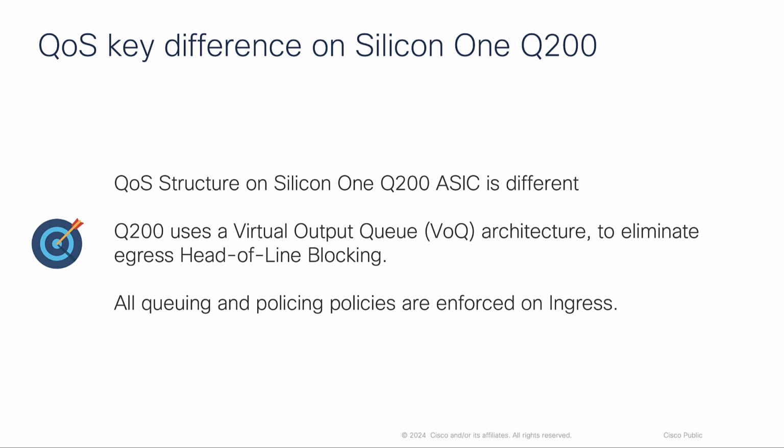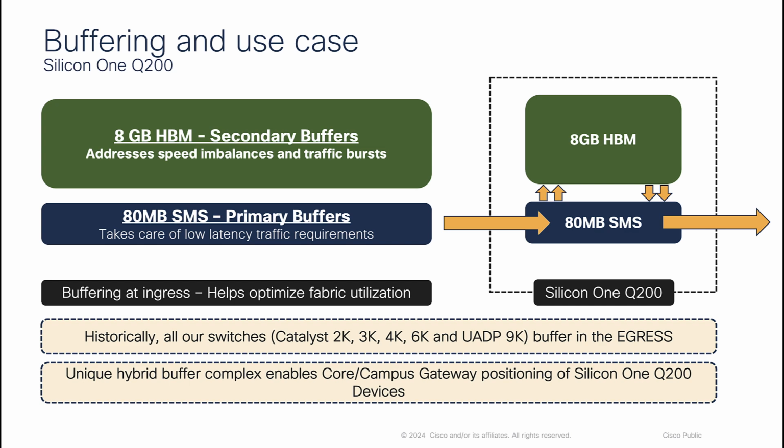In terms of QoS, the Q200 uses a virtual output queue architecture, which helps eliminate egress head of line blocking by enforcing all queuing and policing policy on ingress. This is a significant shift from traditional architecture and provides a more efficient way to handle traffic. Regarding buffer, Q200 has 80 MB of primary buffer to handle low latency traffic requirements. It also has 8 GB of high buffer memory as a secondary buffer to address speed imbalance and traffic bursts.